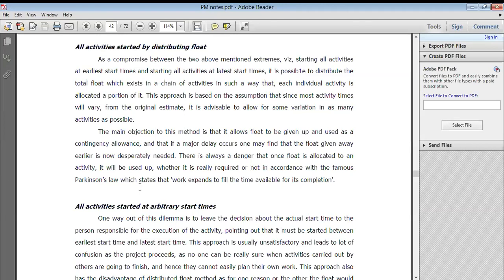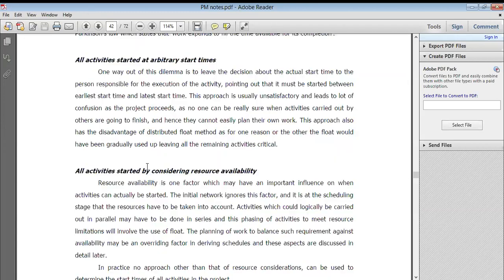That's why a smart project manager is required to complete that project. Yes, now all activities started at arbitrary start time. What is it, some is the dilemma, right? So to leave decisions about the actual start time to the person responsible for the execution of that activity. Means obviously, sorry, the person who is responsible, means the project manager is responsible, or the team leader is responsible.